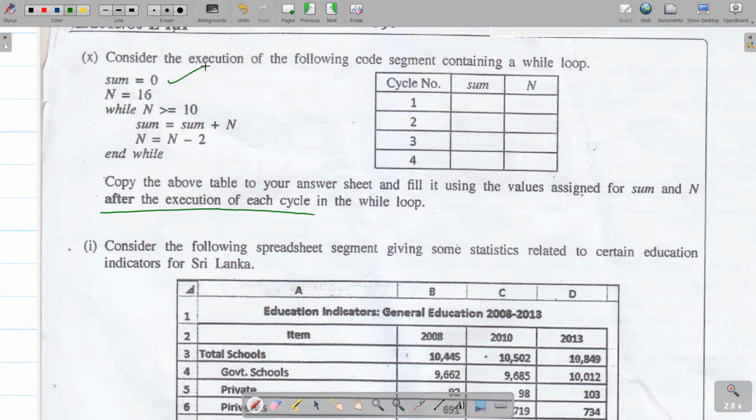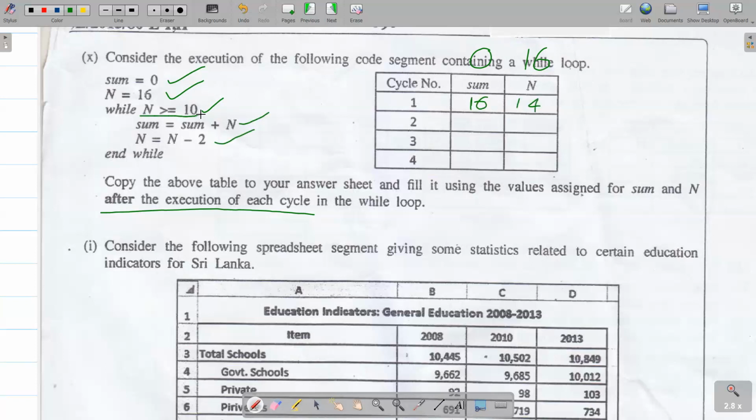So sum is 0, n is 16. That of course is not inside the cycle. So sum is 0, n is 16. It should be somewhere over here. Then it checks whether n is larger than or equal to 10. It is. n is 16 for the moment. So they say sum equals sum plus n. Sum is 0, 0 plus 16 is going to be 16 over here. And n is reduced by 2. So n will become 14.